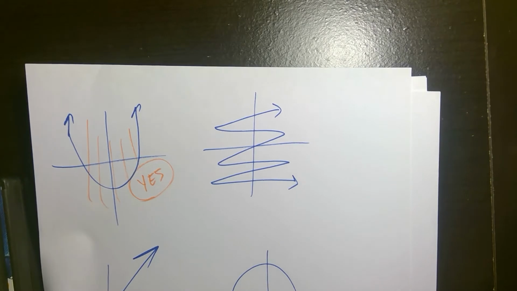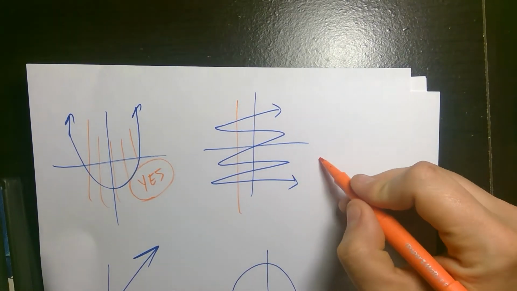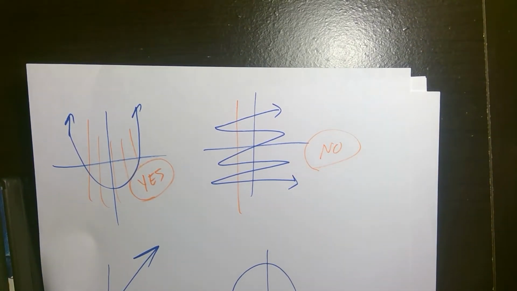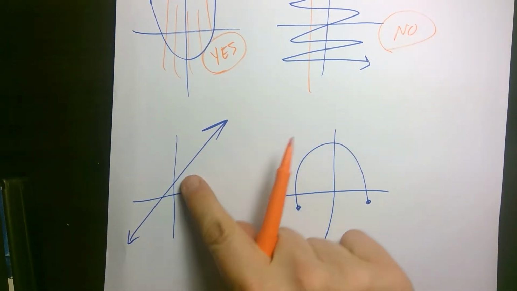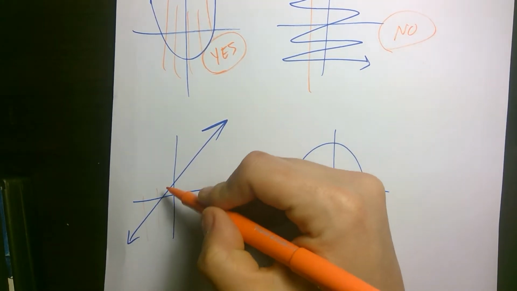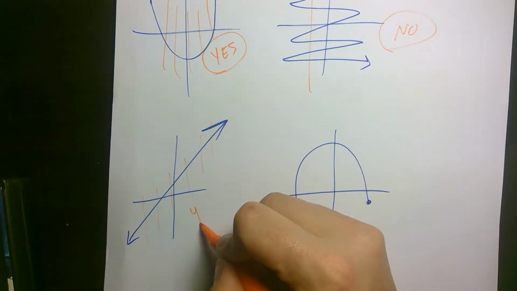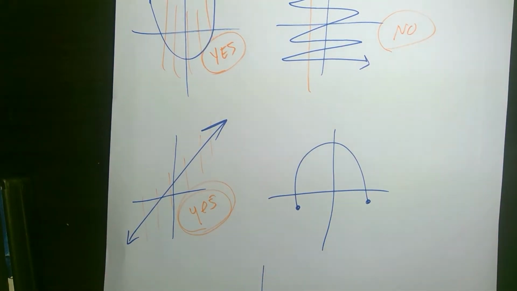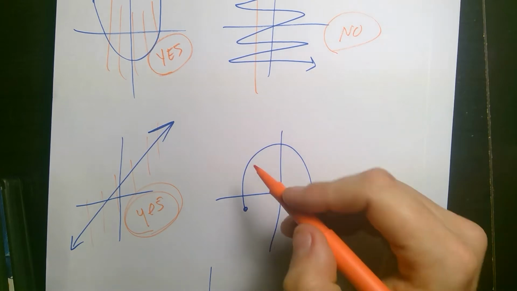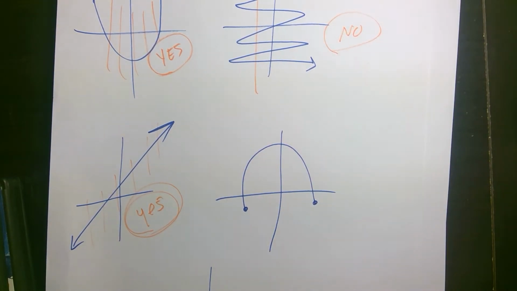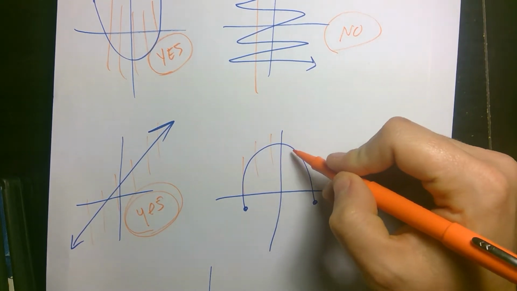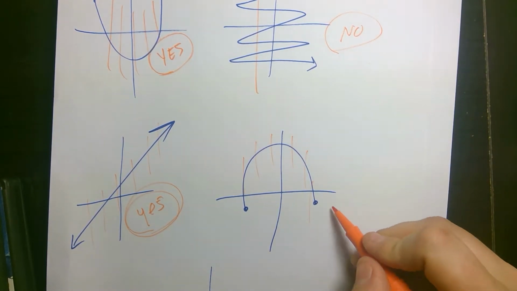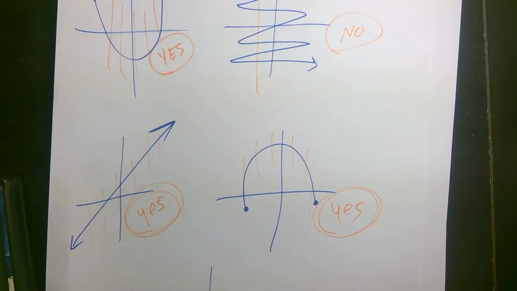Done. This next one, it just takes one line to prove to me that no, this is not a function. It goes through the line more than once. The third one is just a linear function. It's a straight line, so anywhere I put a vertical line, it's only going to hit it once. So yes, this guy is a function. This one is not really what we would call a line, more of a shape. But regardless, if we draw a vertical line through any of the x values, it only hits once. So yes, this is a function.